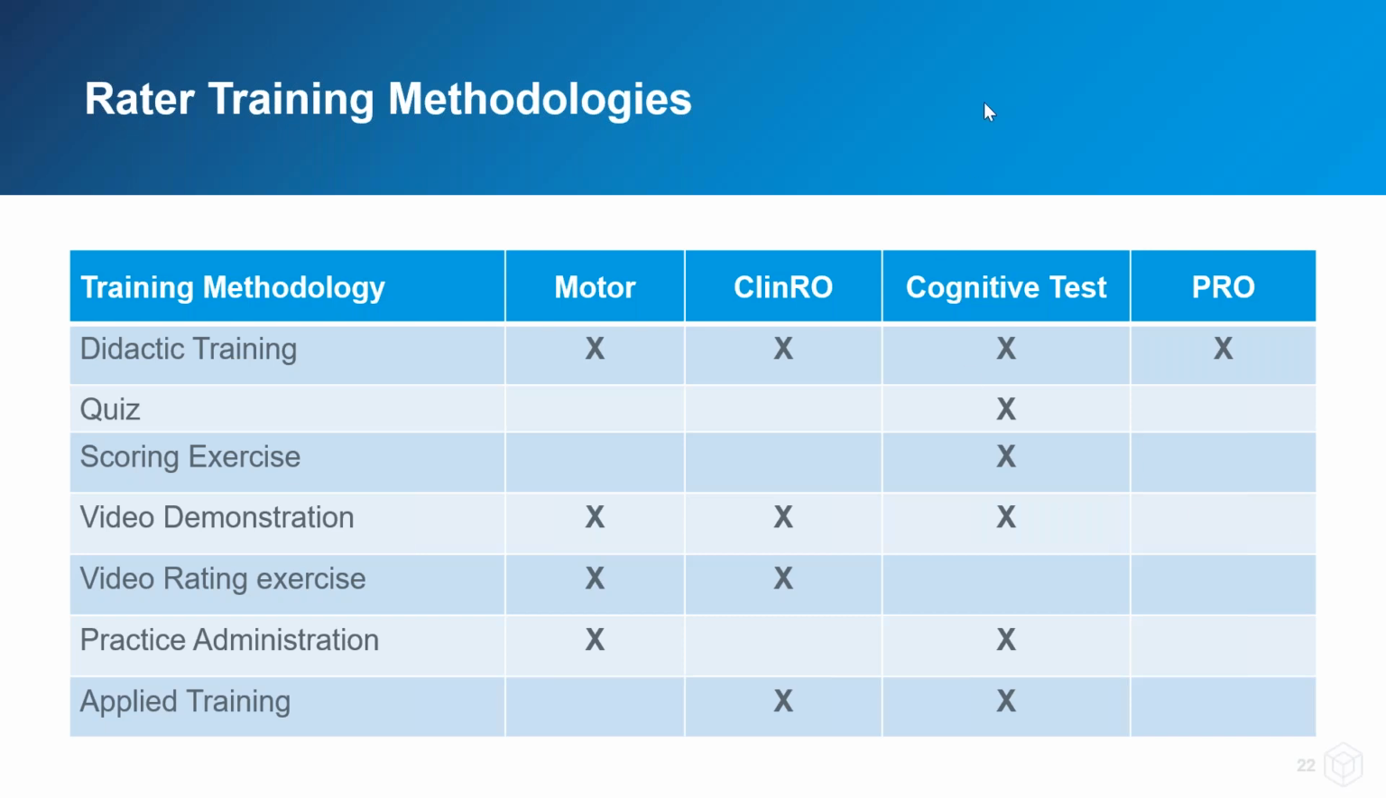Okay, so in terms of rater training methodologies, depending on the type of scale, there are options to consider. All scales, of course, have some sort of didactic training or review presentation on the scale and how it works. You can also implement the more experiential training methods, ranging from just quizzes to test raters' knowledge. You can conduct scoring exercises. This is commonly done with cognitive tests. But then even more helpful are more experiential methods, including video demonstration, video rating exercises, practice administrations that can be reviewed, and then even one-on-one or small group applied training where raters get the opportunity to practice and demonstrate their competence. Next slide, please.